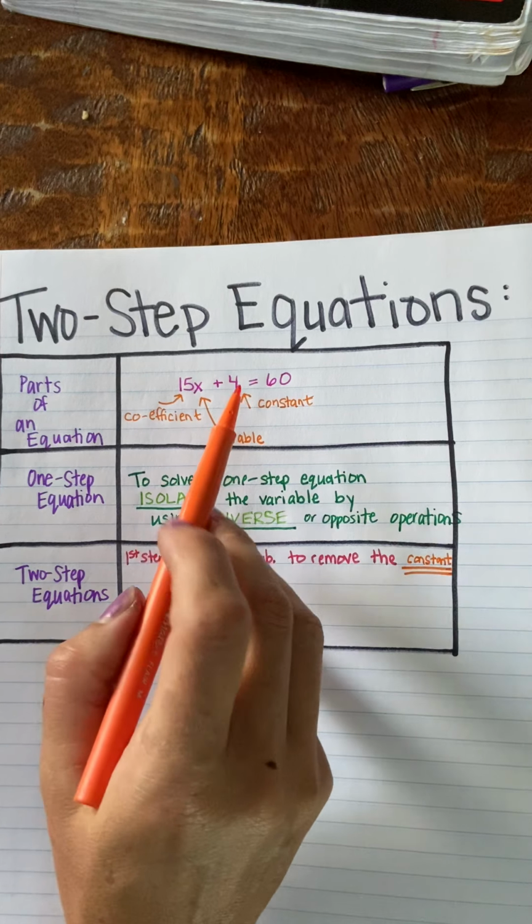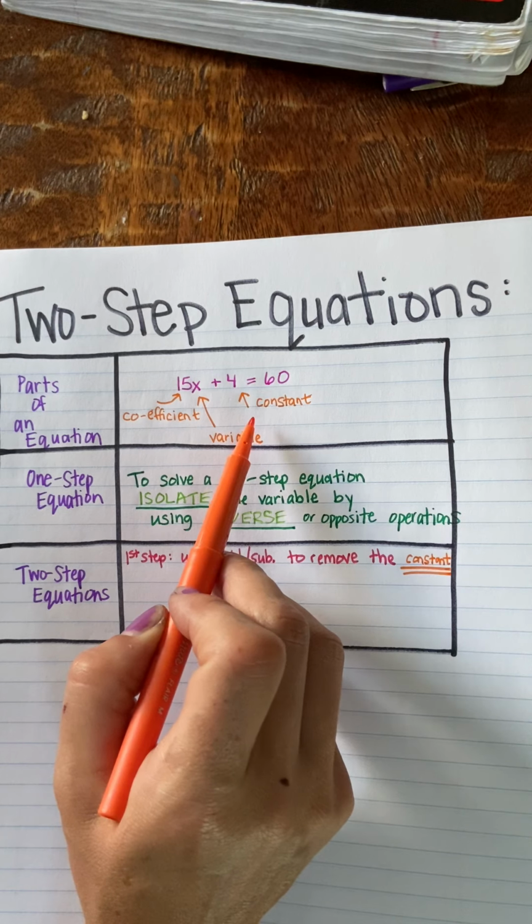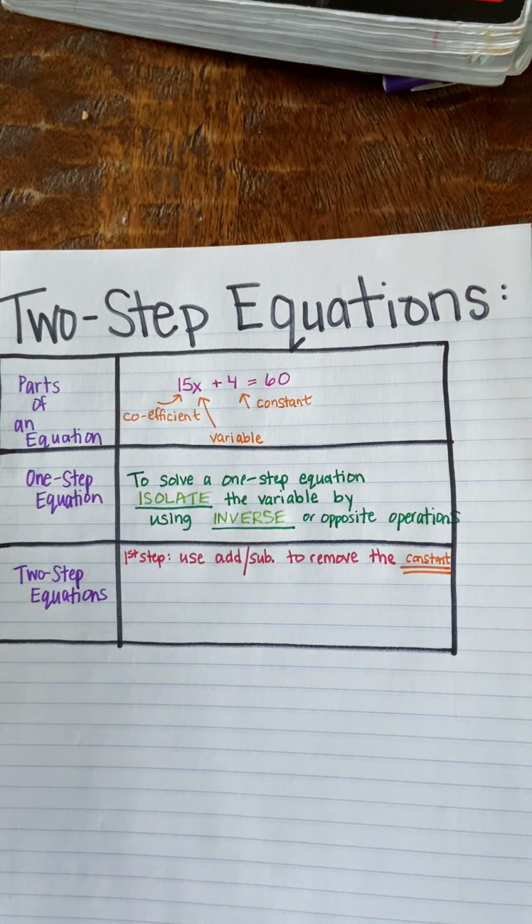So we want to get rid of the constant, which is this number right here. The standalone number is the constant. We want to remove this first. That's our first step.